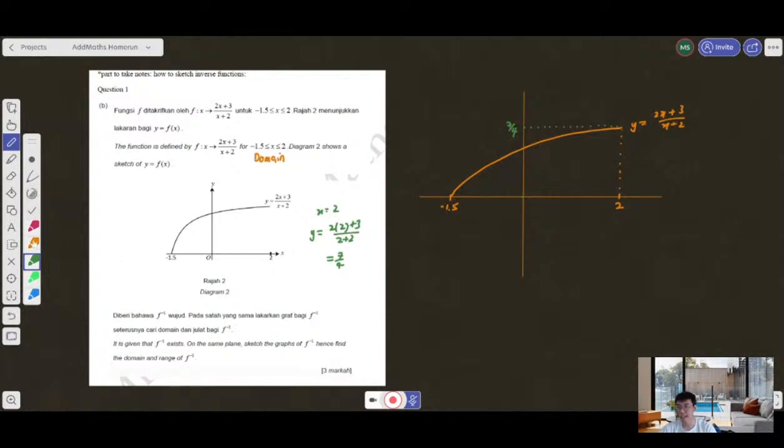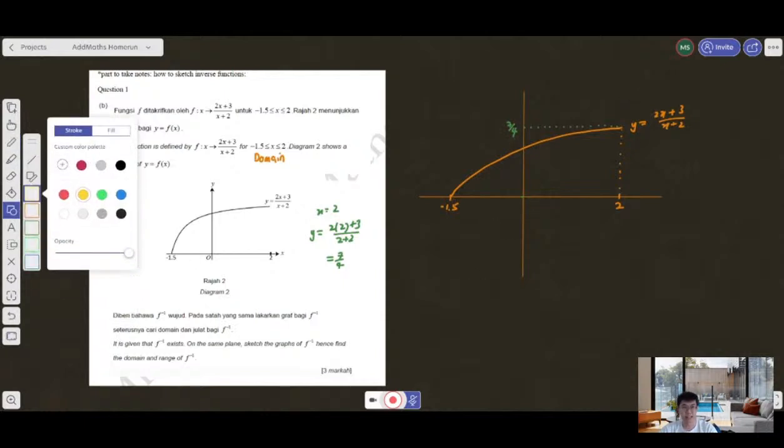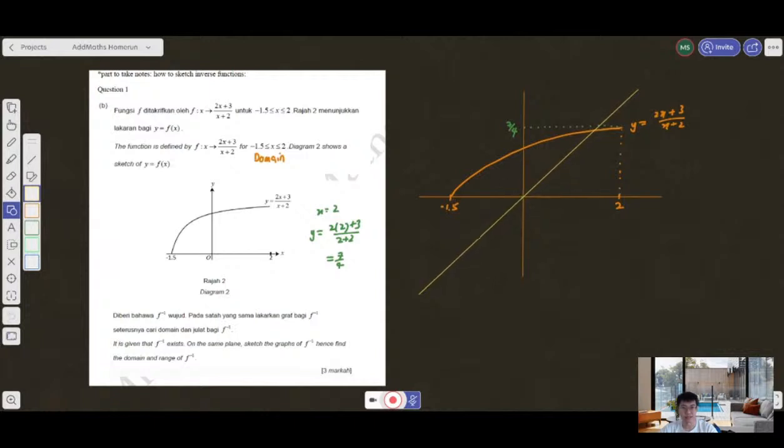So what happened is I draw a line. I name it the y equal to x line. So whenever I try to inverse, I have to draw this mirror. We call it the y equal to x line. From this mirror, you have to use some properties here. What is the main important property? This negative 1.5 will touch the mirror and reflect here. The 2 will touch the mirror and reflect here. And this 7 over 4 will touch the mirror and reflect here.